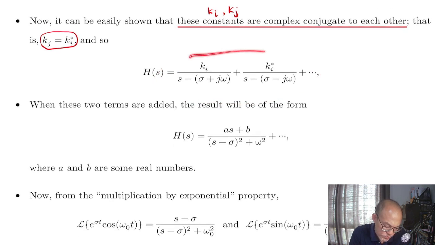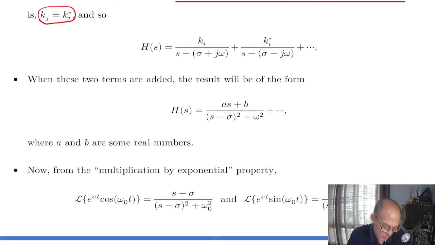When you add these two terms together, you will find that the result will be (as plus b) divided by ((s minus sigma) squared plus omega squared). Now it turns out that a and b are real numbers. I'm going to give you an example momentarily. So we can write down H(s) as here.